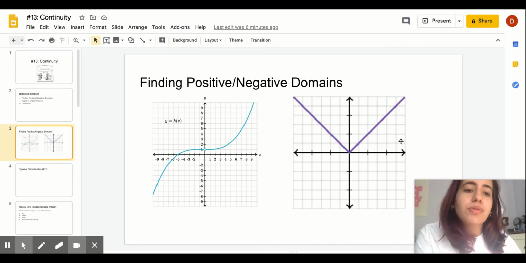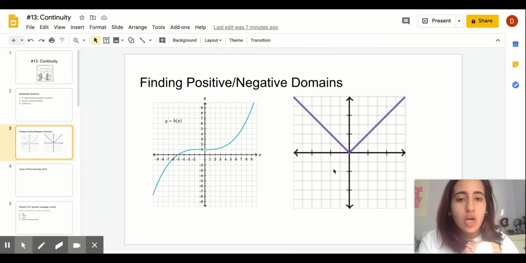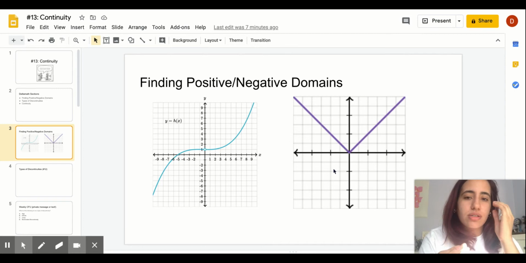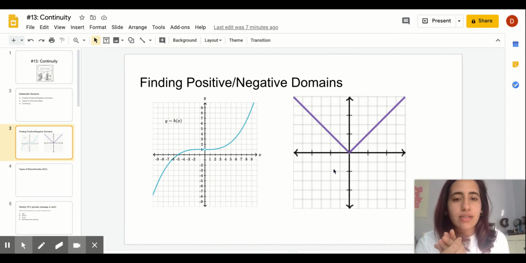Now looking at this absolute value function on the right-hand side, there's a decreasing piece and an increasing piece, but this whole function is a positive function because the whole function is above the x-axis. So that is the difference between positive and increasing. Increasing and decreasing, once again, is about behavior, how it's changing as the input changes, whereas positive and negative domains is literally about the location of the function itself.